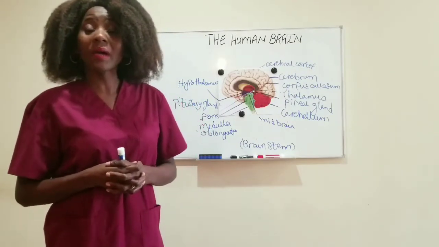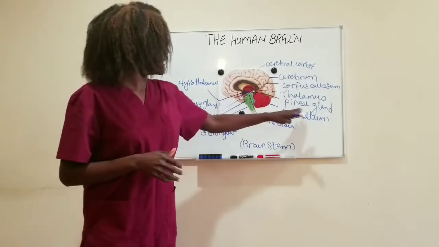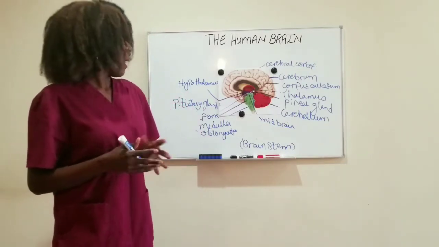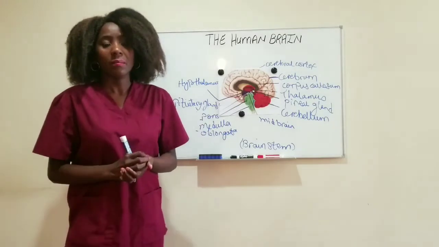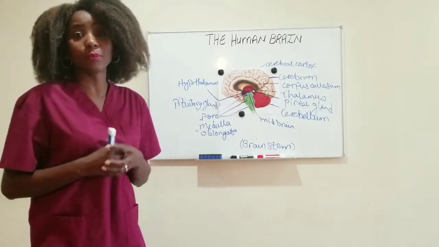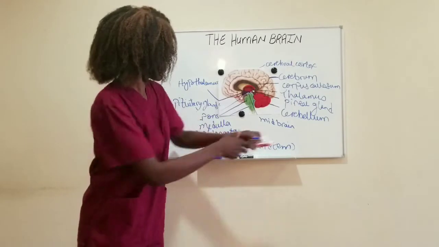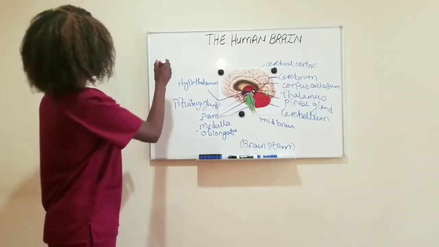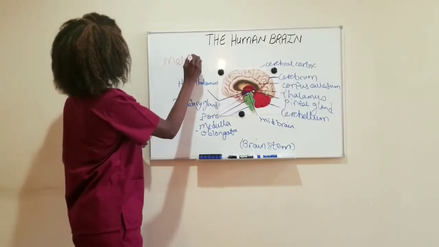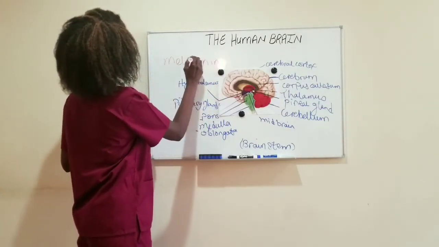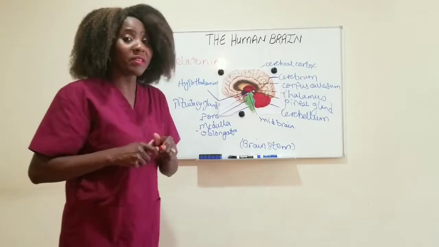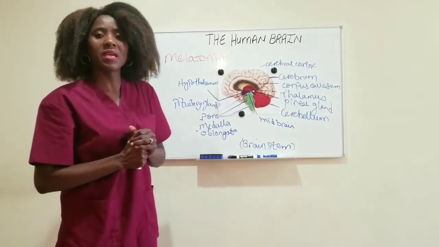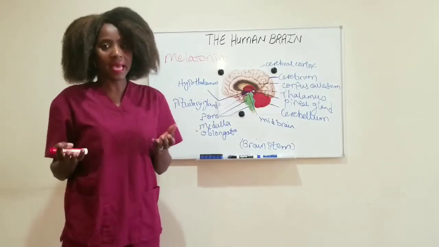Okay, so now let's look at the pineal gland, and there's still a lot of discussion in the scientific community about the pineal gland and melatonin, which is the hormone that it produces. So the pineal gland produces the hormone, like I just mentioned, called melatonin, which is not to be confused with melanin, which gives us our pigment. This hormone is said to be involved with our sleep-wake cycle.